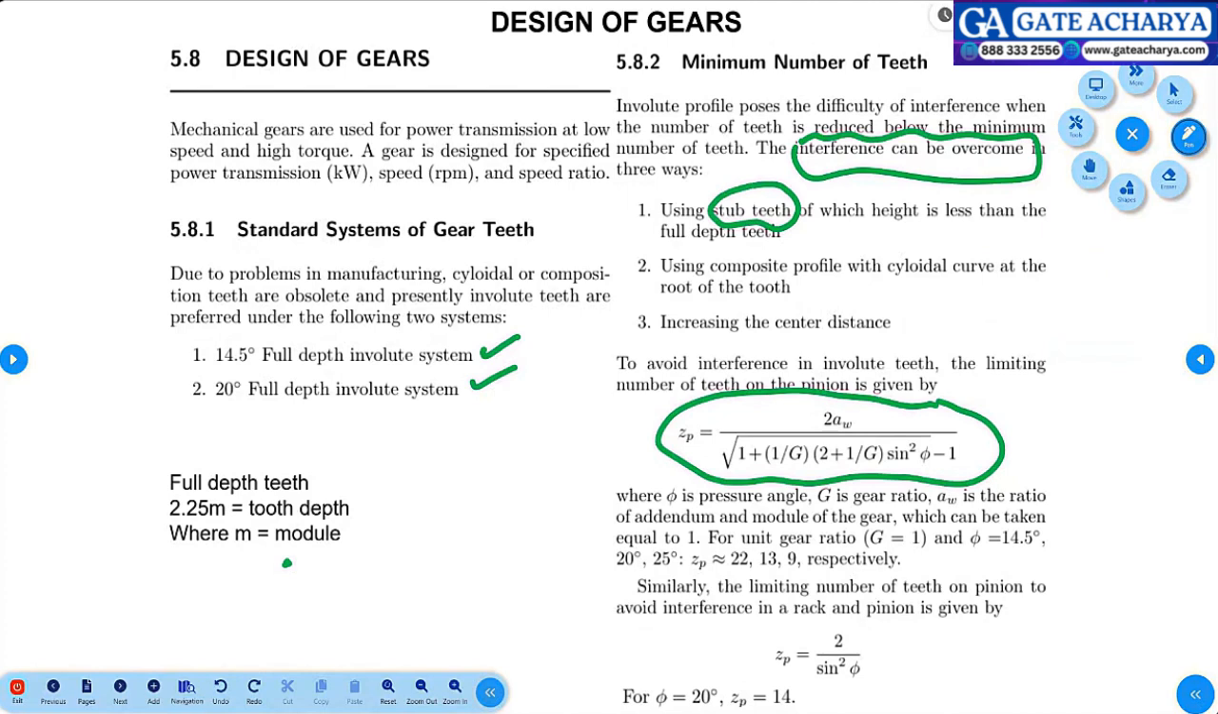To avoid that, we take this value itself and reduce it to a certain extent, say some 1/5 of this value, 1/4 of the value. If you use that as the height of the teeth, it will be enough to avoid interference. Don't use the whole 2.25 module. Use stub teeth, whose height is less than that of the full depth, reducing the height.